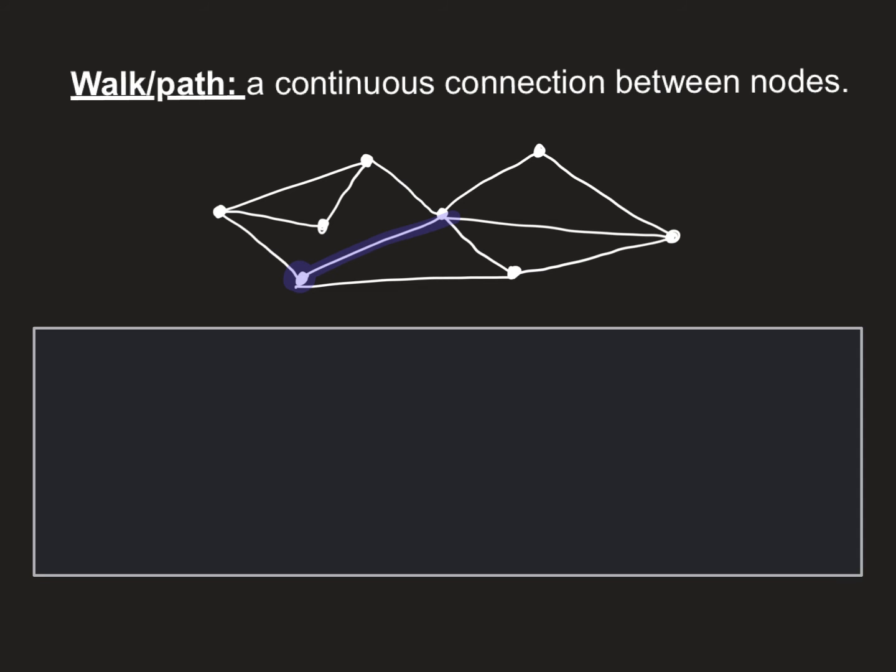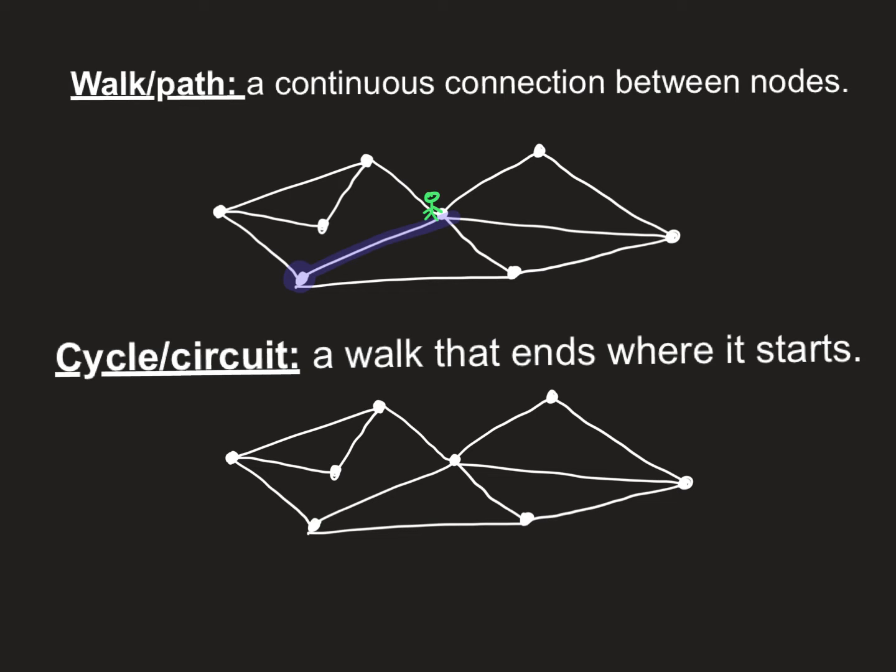Just imagine, if you would, a little person, if they were literally going to walk along these paths, what could they do? Any of those would be a walk. A cycle or a circuit is the same thing. It's just a walk that ends where it starts.